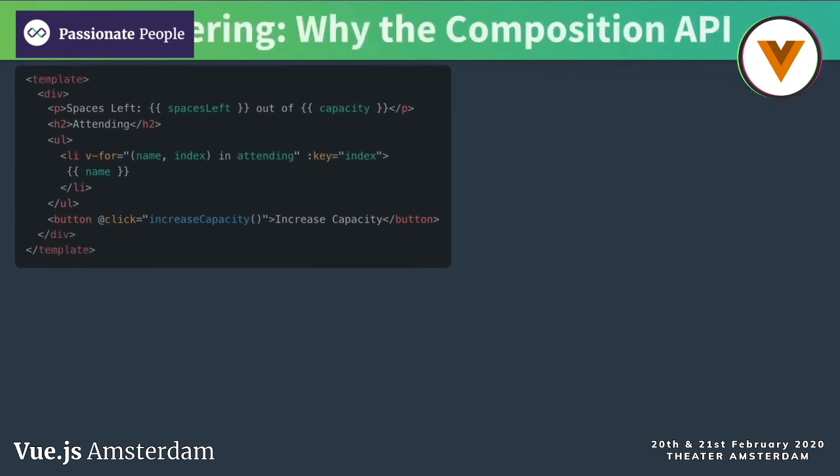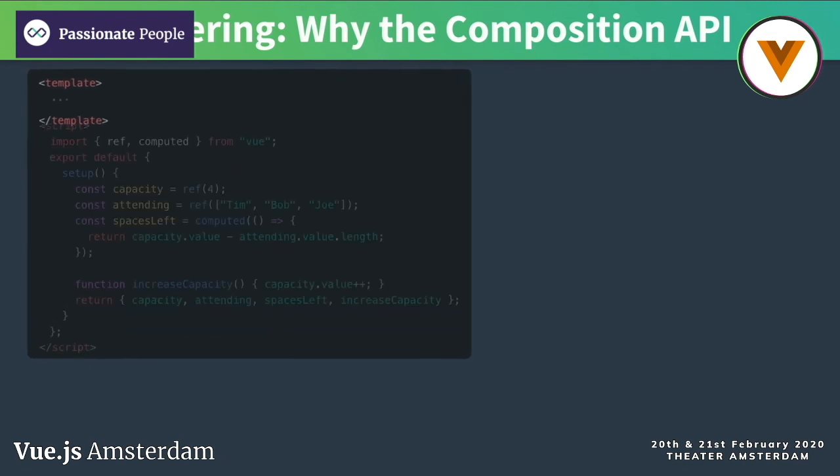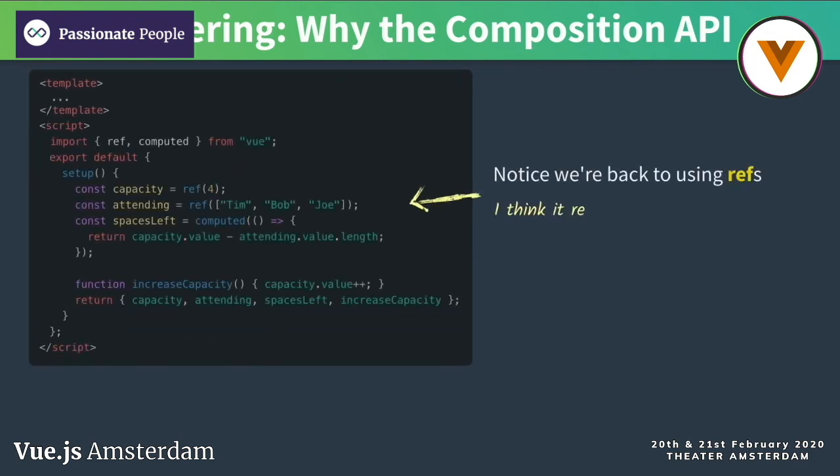All right. So here we have our code, and as I mentioned, why we want the composition API, why we want to use it, is when we want to organize component by feature, and we want to reuse across other components, which of course I'm not doing anything of yet. So let's do that now. So I'm going to switch our code back to using refs. I think it reads a little better. So I've got that there.